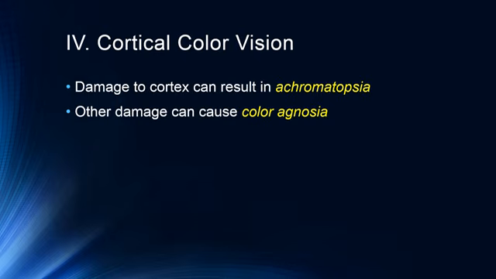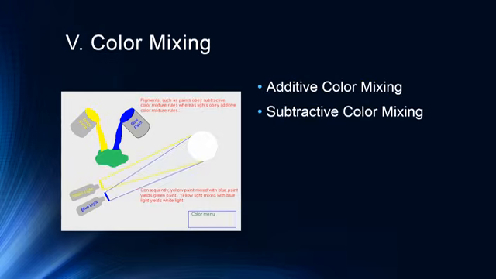There's certainly lots of important information. Again, this is usually in what we call the ventral stream, or the "what" pathway, where most of our color vision processing occurs.